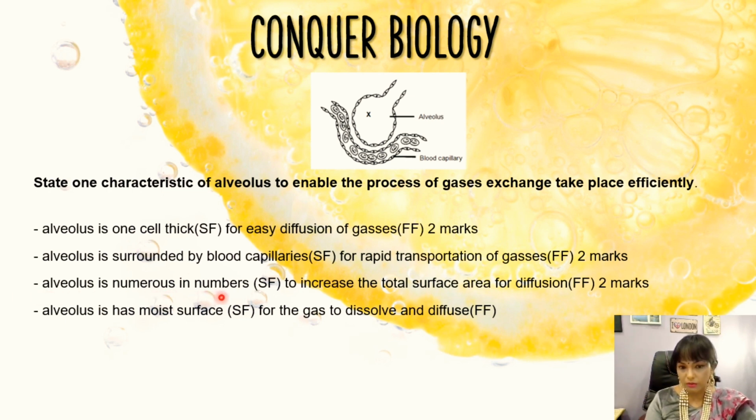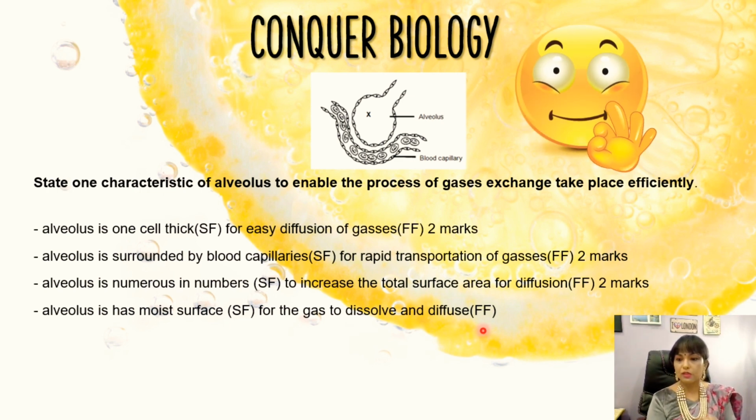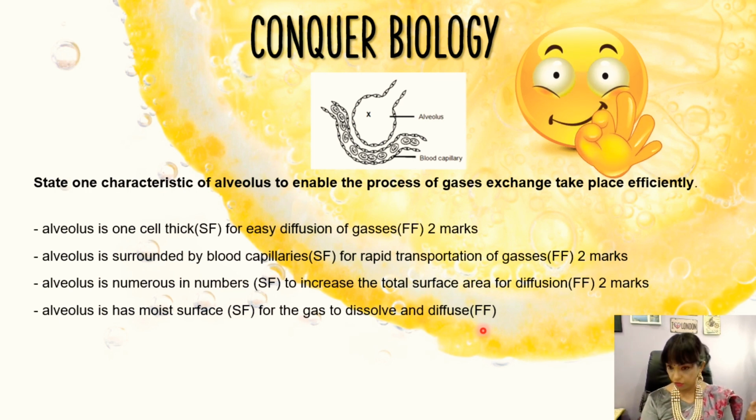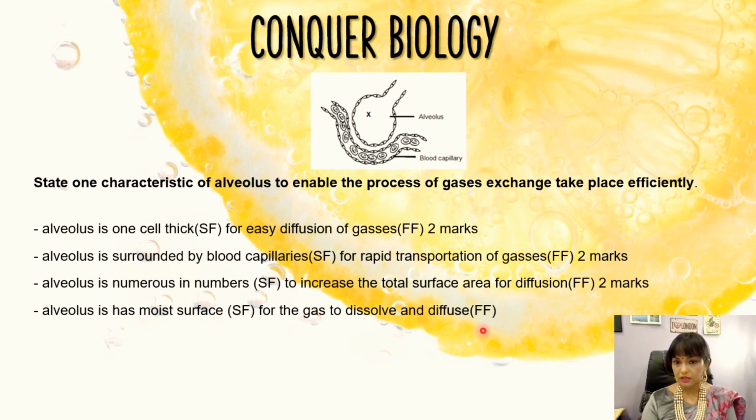The alveoli are numerous in number. Why? To increase the total surface area for diffusion. And the alveolus has a moist surface for the gas to dissolve and diffuse. If you can see here, not only the question but all my answers also have a structural feature followed by a functional feature. I tell you what, guys, in this question you may get either 2, the full mark, or 0 completely. So this is what you need to do when answering this type of question: a structural feature strictly must be followed by a functional feature.